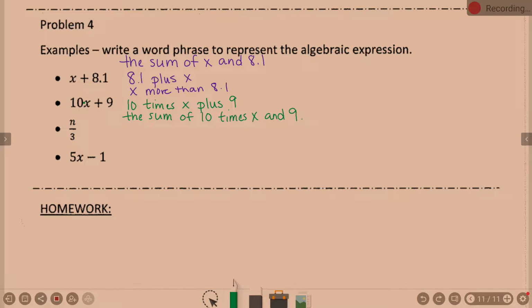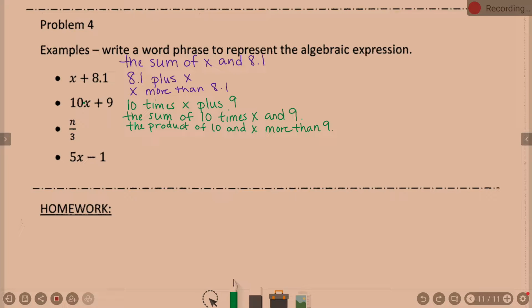Jacob? Product of 10 and x more than 9. Okay. The product of 10 and x more than 9. Okay, and we can keep going on. So I'm going to cut it off here. Okay, but these are all good options.